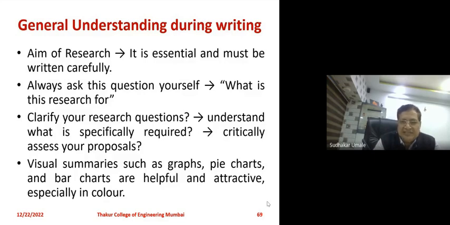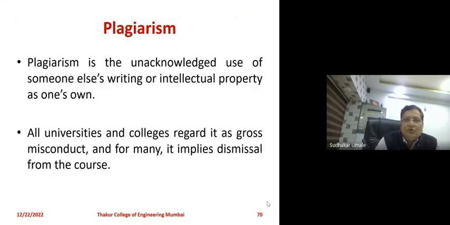Visual summaries such as graphs, pie charts, and bar charts are helpful and attractive, especially in color. Plagiarism is very important. Plagiarism is the unacknowledged use of someone's writing or intellectual property as one's own. All universities and colleges regard it as gross misconduct, and in many cases it implies dismissal from the course.